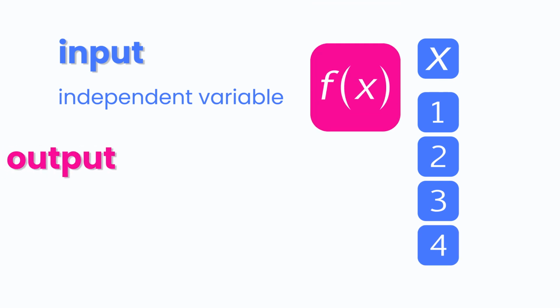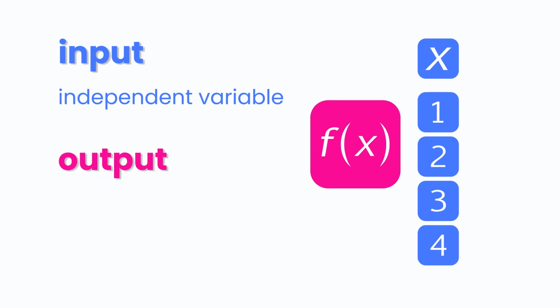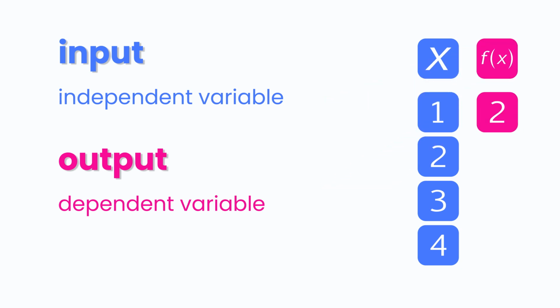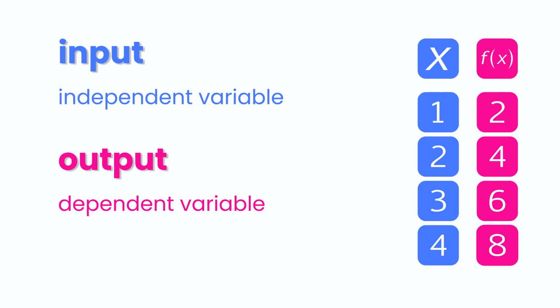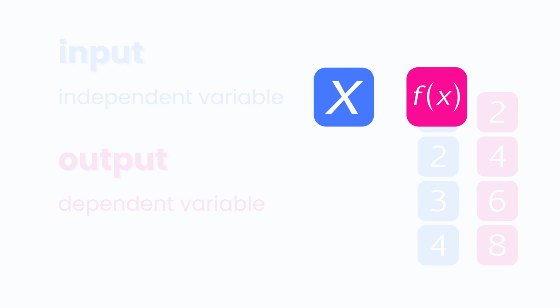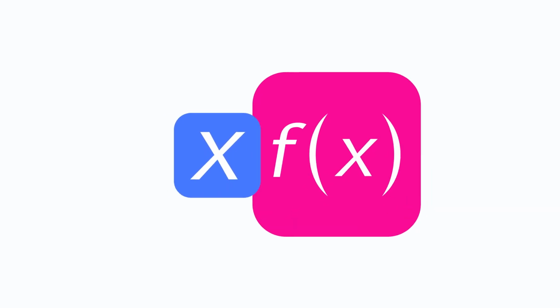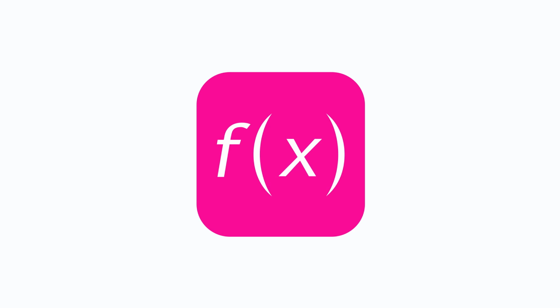What the function outputs is dependent on the value of the variable you input. So the output value is known as the dependent variable. The dependent variables in this example were 2, 4, 6, and 8. To indicate that the function is dependent on the independent variable, you write the letter f followed by x inside parentheses like this. This is read as f of x.